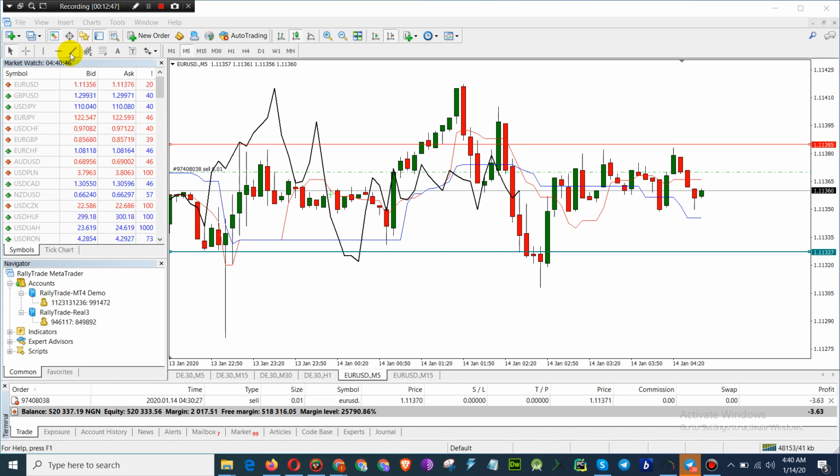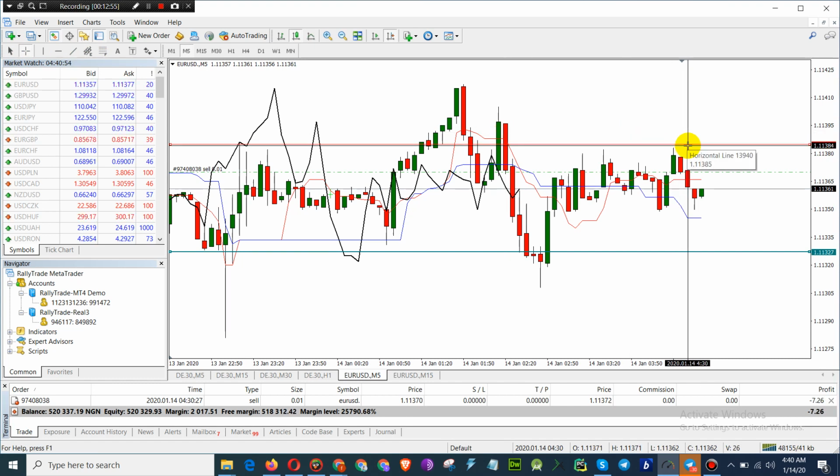Let me show you here. Use this tool for checking pips. This is our stop loss. We click it and drag it to our entry price. This is our entry price. This is showing 15 pips. The second line, the one showing 15, is the pip count. So that is 15 pips.